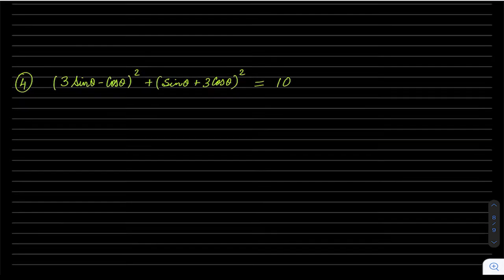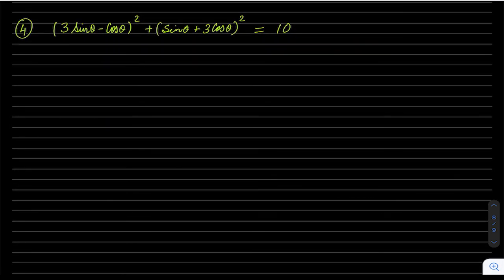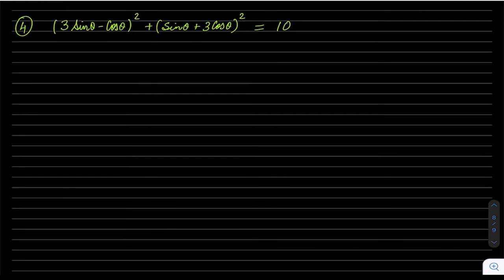Now let's try one last question, that is the fourth question. Now this is pretty straightforward. As you can see, we have to simplify LHS and prove it is equal to 10. First we will open this using the FOIL method, or the a minus b whole square formula. So let's write everything: 3 sine theta whole square, minus 3 sine theta cos theta, minus 3 sine theta cos theta, plus cos theta whole square.